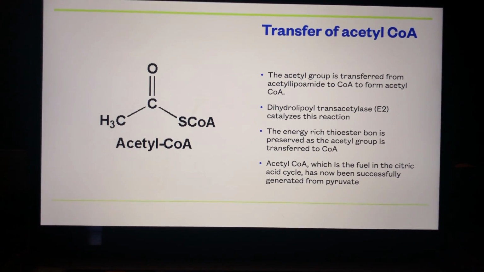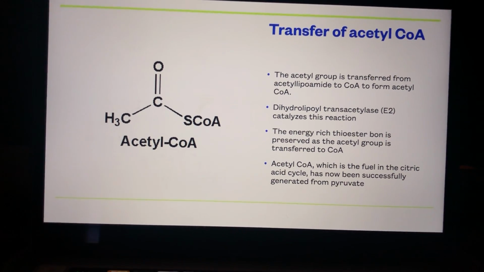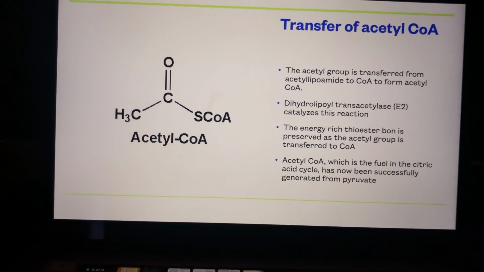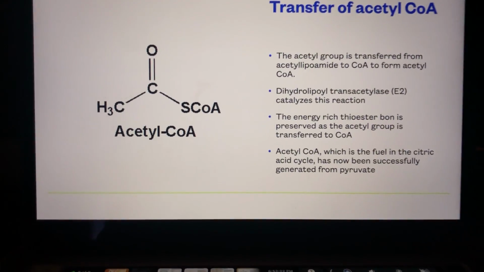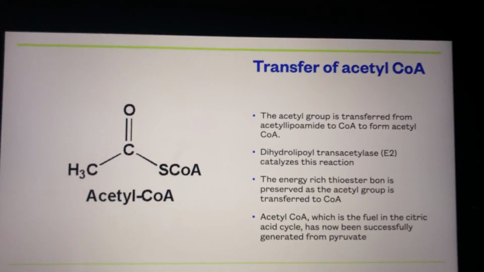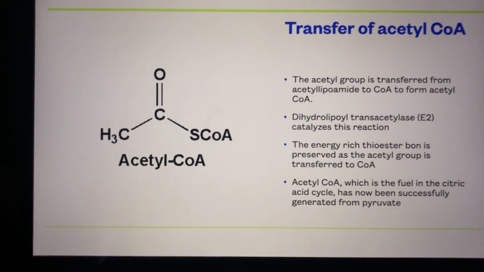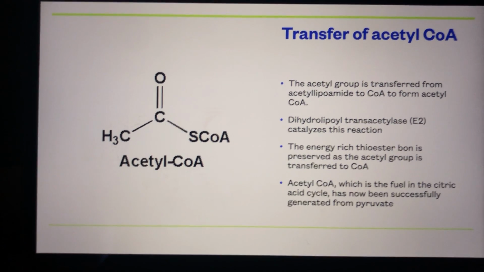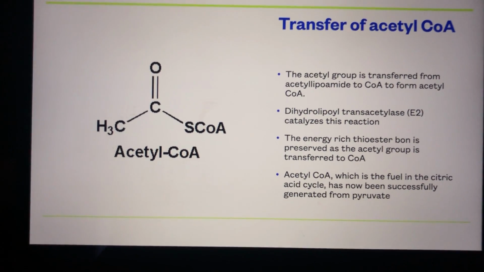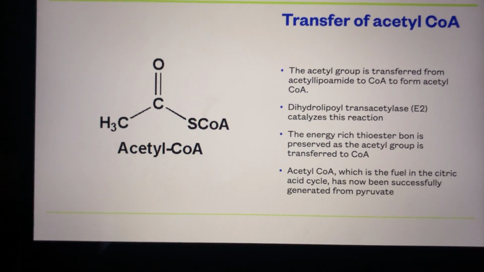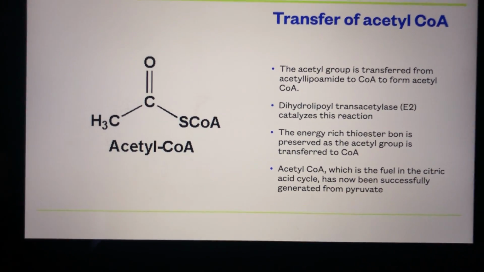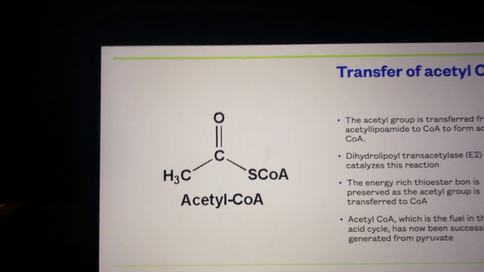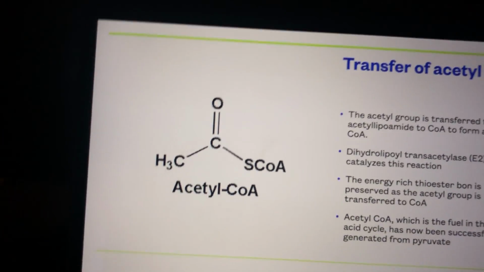The acetyl group is transferred from the acetyl lipoamide to CoA to form acetyl CoA. The dihydrolipoyl transacetylase, E2, catalyzes this reaction, and the energy-rich thioester bond is preserved as the acetyl group is transferred to CoA. And acetyl CoA, which is the fuel in the citric acid cycle, has now been successfully generated from the pyruvate molecule. Over here, I put what the acetyl CoA molecule actually looks like.